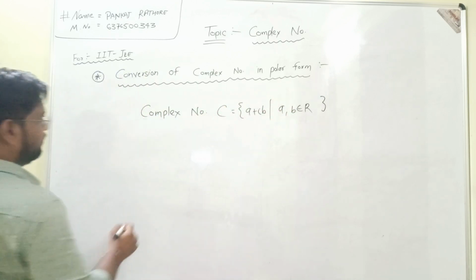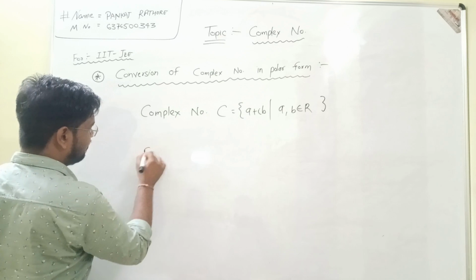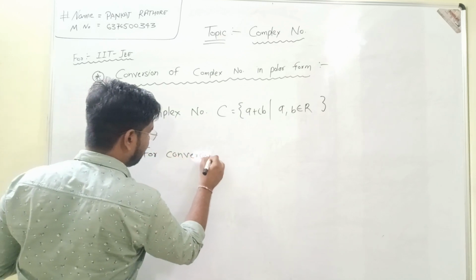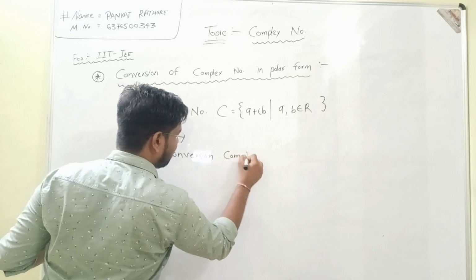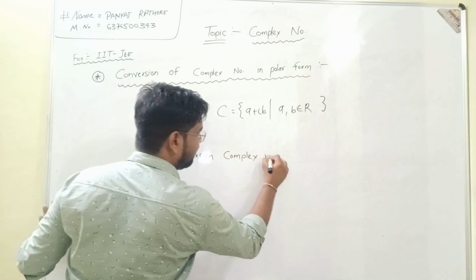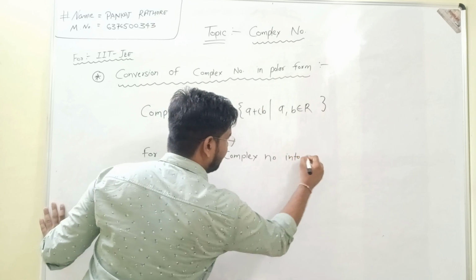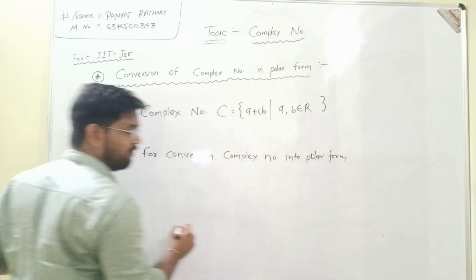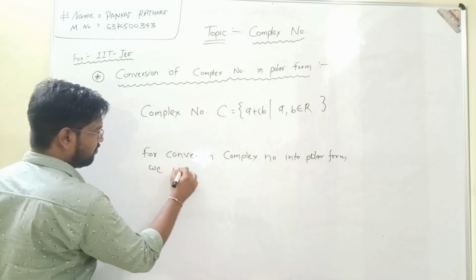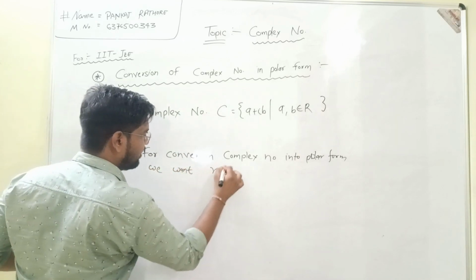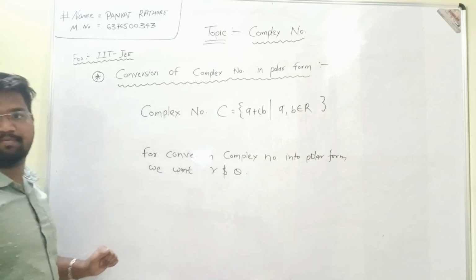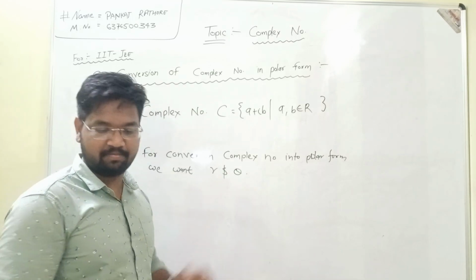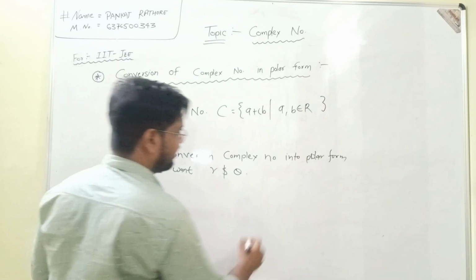What is the polar form? For conversion of a complex number into polar form, we want r and theta. Now we understand how we can find the r and theta. So what is the r?